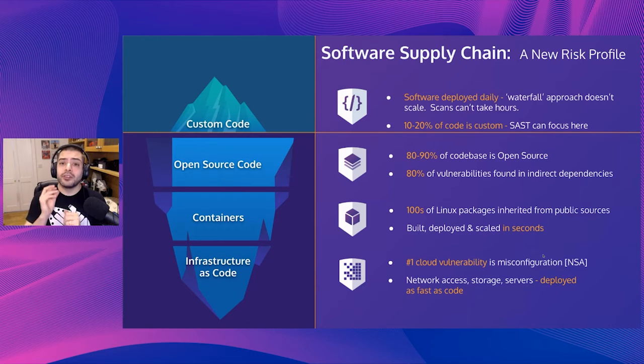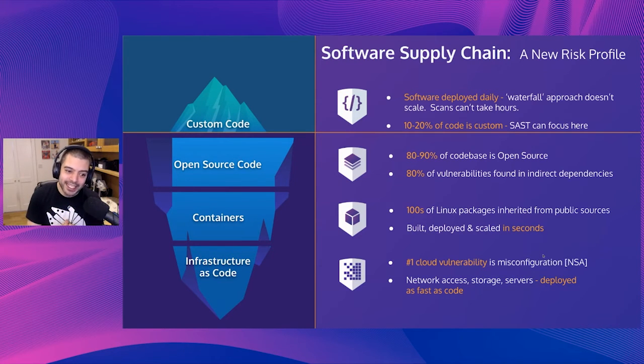Snyk Open Source will find and fix known vulnerabilities that exist in your libraries that you pull in to your application. Then we have containers and infrastructure as code. So this is part of what you deploy your application into before pushing it into a production environment.